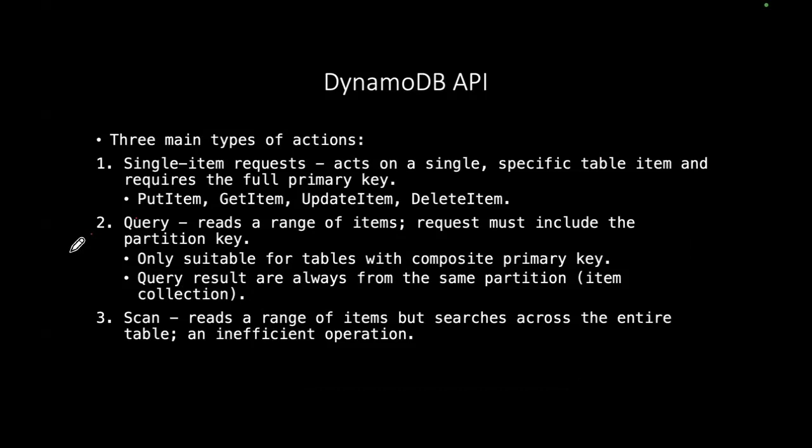Okay, so that's queries. The third type of operation is a scan, which is effectively read all of the items from a table. And you can do that for either simple or composite primary key tables. Clearly, a scan operation is not a very efficient operation. Clearly, you don't want to be reading all the data from across 4 partitions, shoving that across the network and processing it within a Lambda. But sometimes that's the only option that you have.